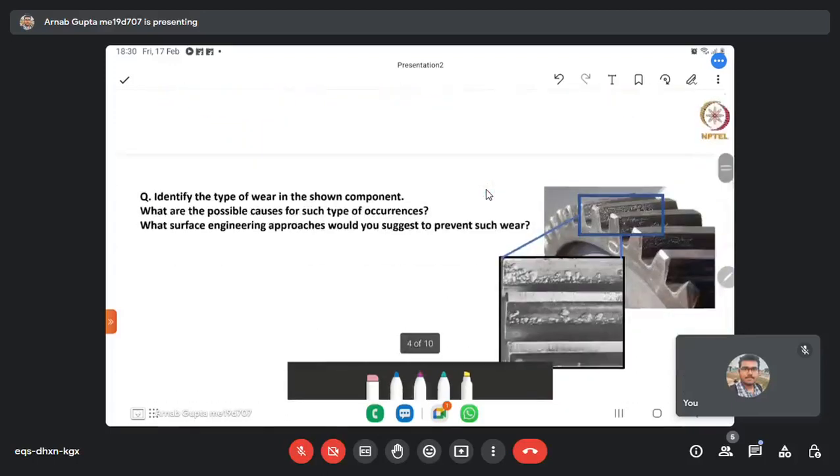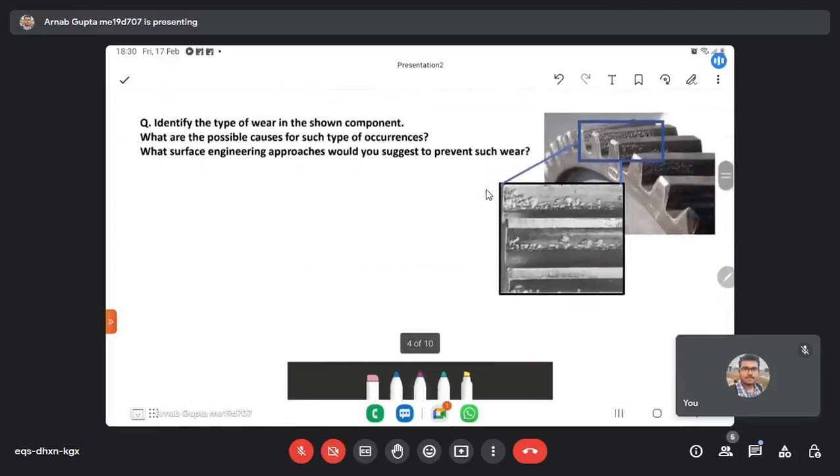Okay, so another similar question. Here you can see a gear. You can see some type of wear which has happened. So what are the possible mechanisms of wear here? Identify the type of wear shown in the component.